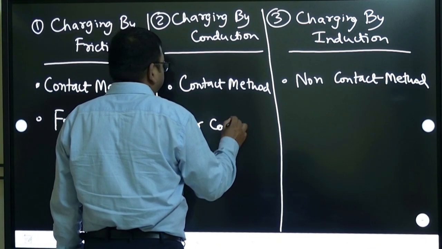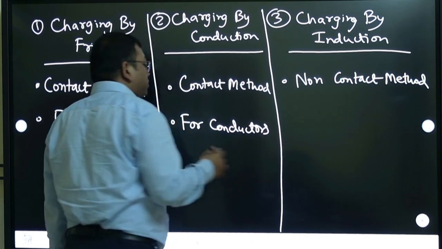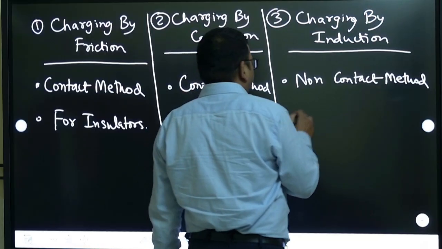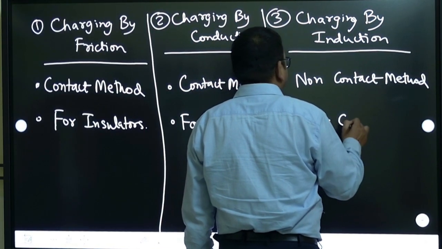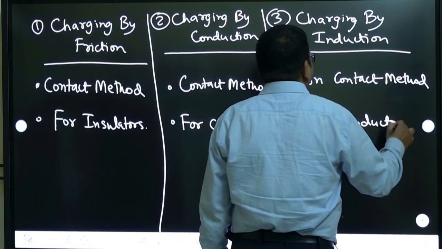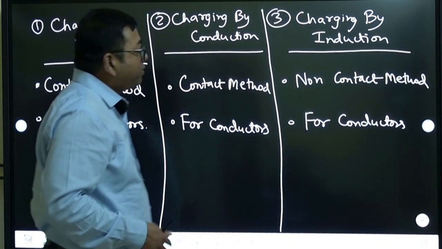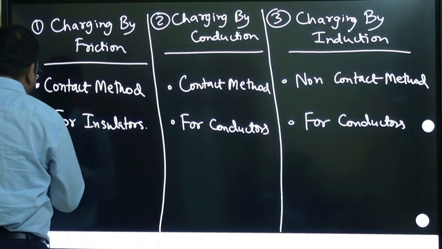And in this case, it is used for conductors, because in conductors only charges can flow. And this is also for conductors, because in conductors only charges or free electrons will be accumulated.